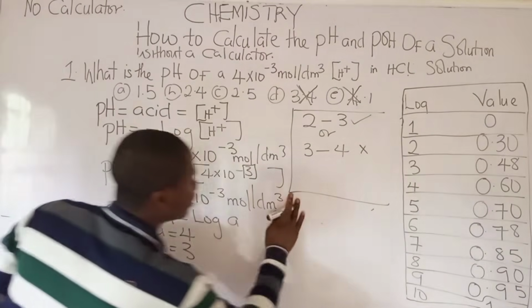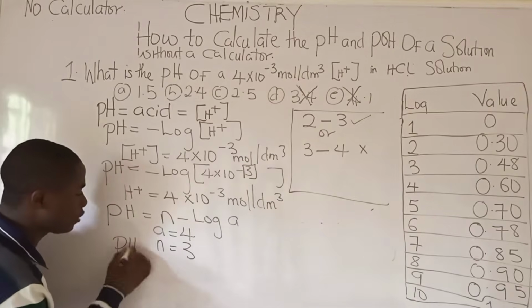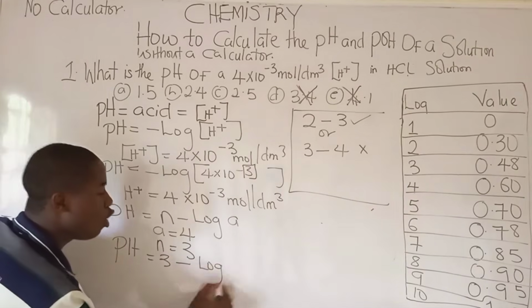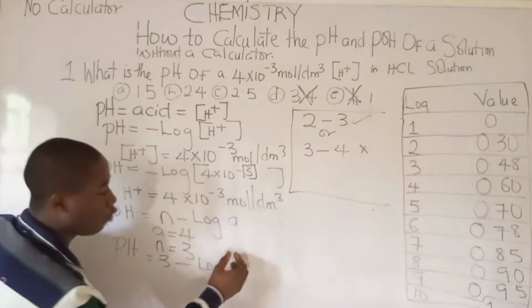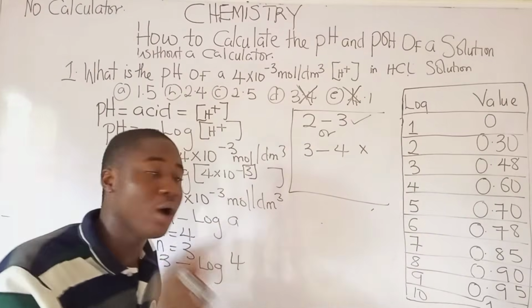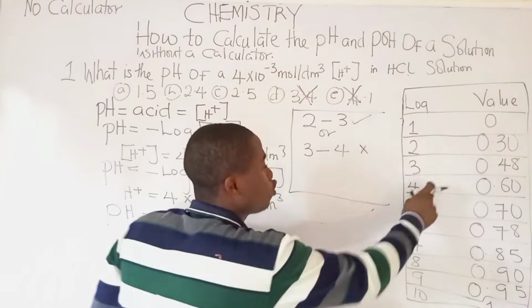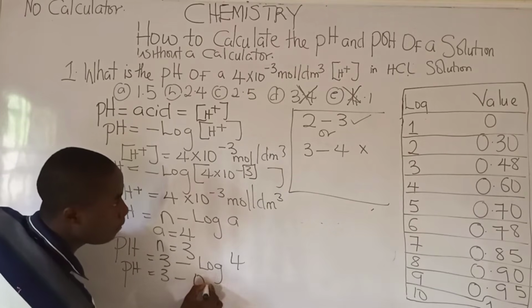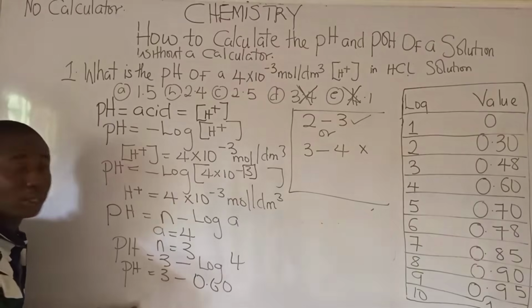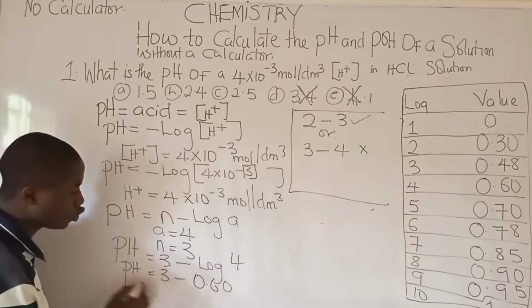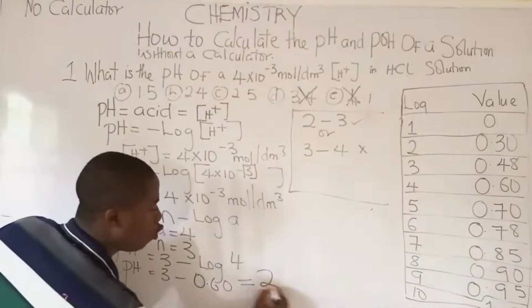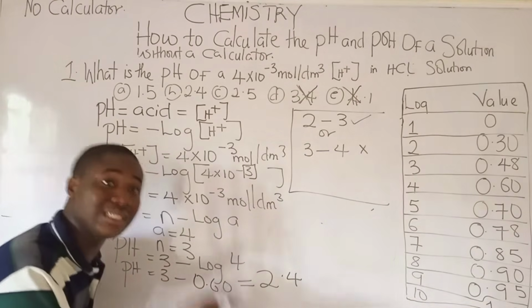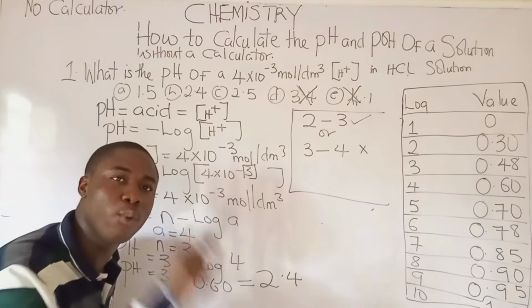So let's actually input this into the formula. pH will now be equal to, what's the n? The n is 3, minus log a, which is 4. Log 4. And we already know that you must have crammed or memorized this table. So pH will now be equal to 3 minus log 4, which is 0.60. You can see that is the value for log 4. So when you subtract 3 minus 0.60, the pH becomes 2.4.